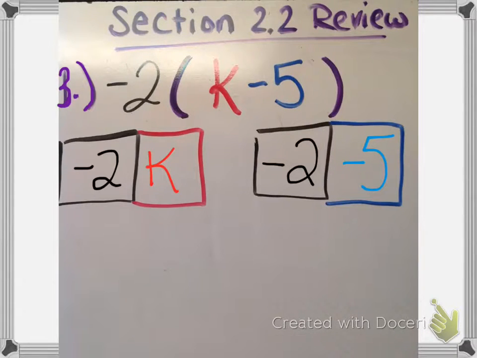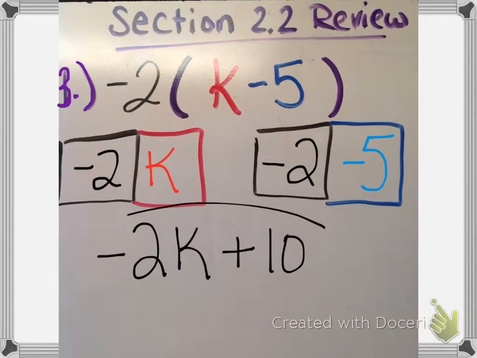Now multiply. Negative 2 times k, or 1k, is a negative 2k. Negative 2 times a negative 5 is a positive 10. Your answer is negative 2k plus 10.